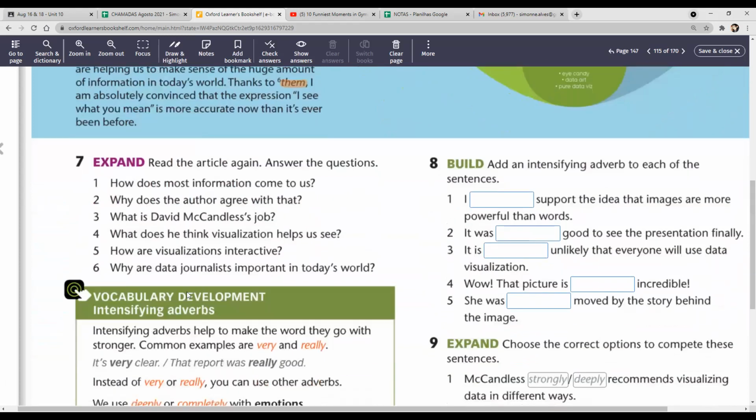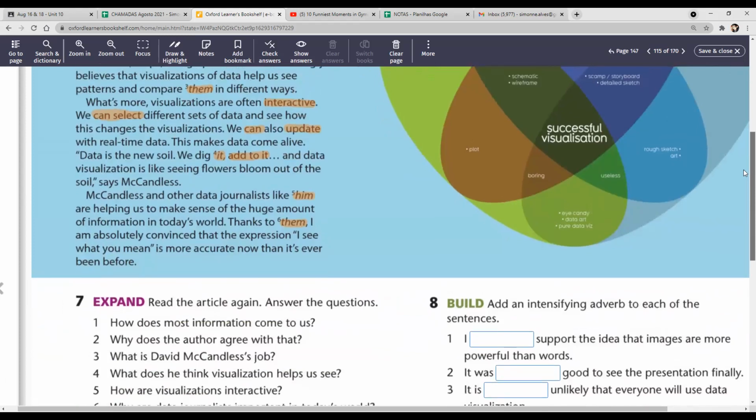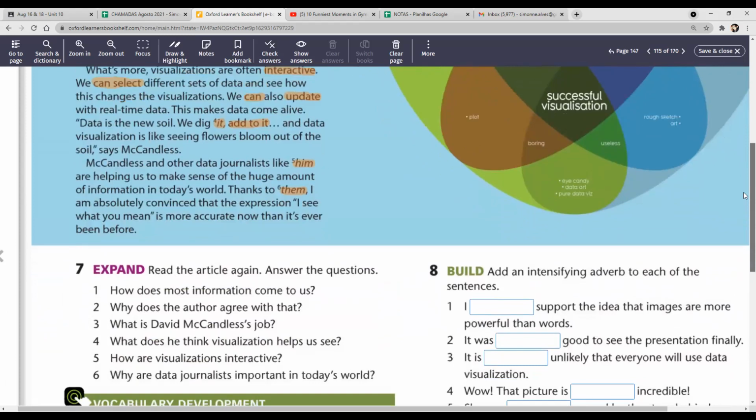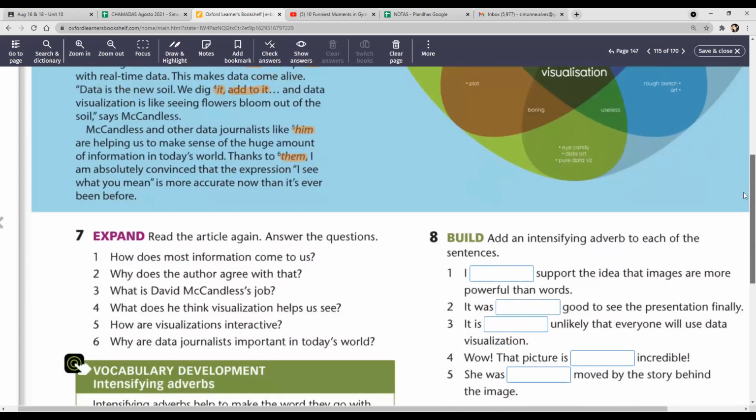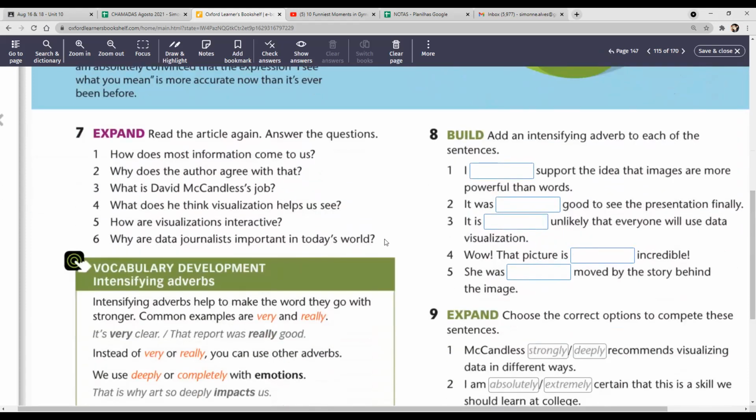Okay. Why are data journalists important in today's world? Because they help us to make sense of such an amount of information. Okay, huge. Huge. Very good. That's what they do. They really help us make sense because we have so much information that we need to understand the whole thing. It's difficult to understand sometimes, right? So it's important to have these professionals, these data journalists.